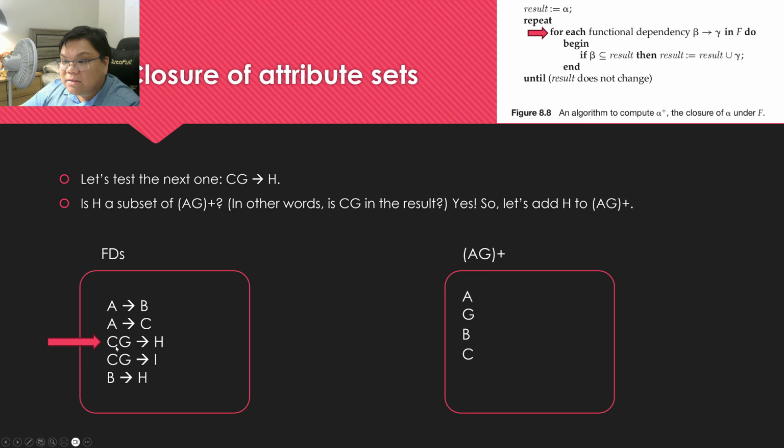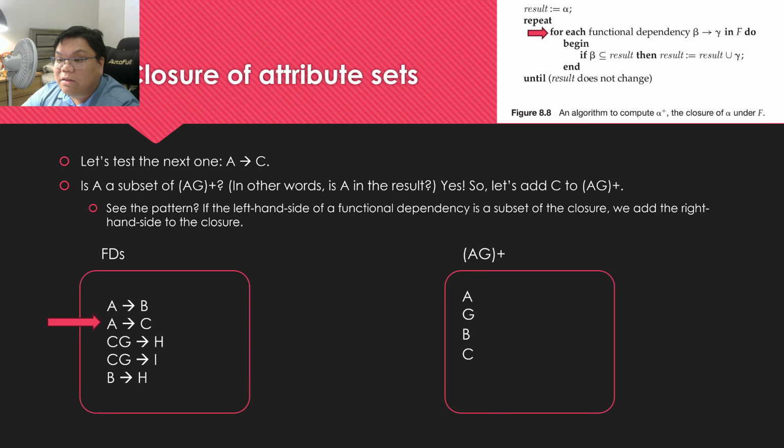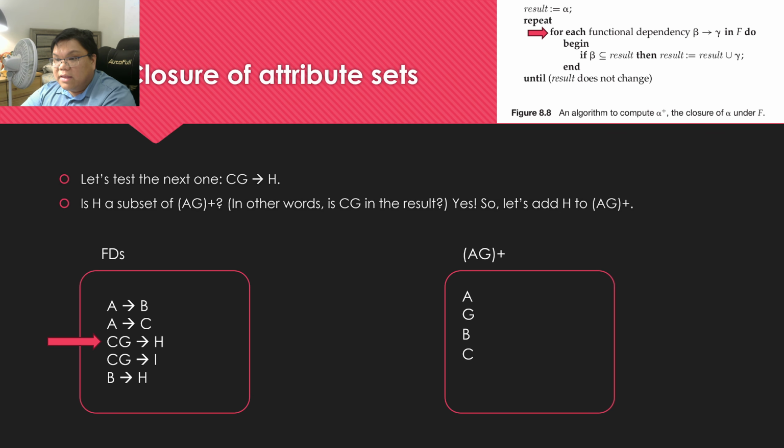So we have now CG determines H. Is H a subset of AG? No. Actually, no. I think I wrote that wrong. Is CG a subset of AG plus? Is CG in the result? Yes, it is. C and G, C union G, is a subset of AG plus. We're going to then add H to AG plus. There we go.